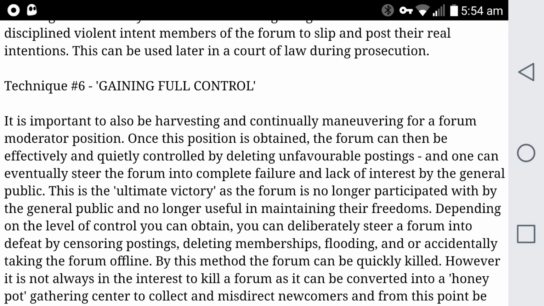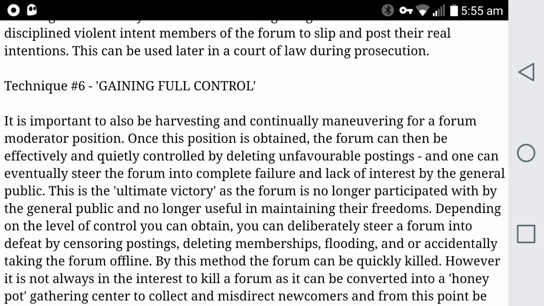Technique number 6, gaining full control. It is important to also be harvesting and continually manoeuvring for a forum moderator position. Once this position is obtained, the forum can then be effectively and quietly controlled by deleting unfavourable postings, and one can eventually steer the forum into complete failure and lack of interest by the general public. This is the ultimate victory, as the forum is no longer participated with by the general public and no longer useful in maintaining their freedoms.